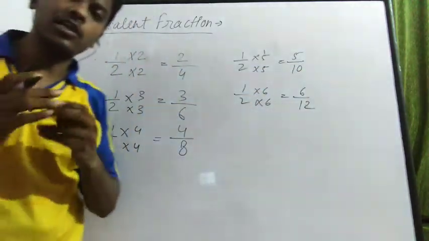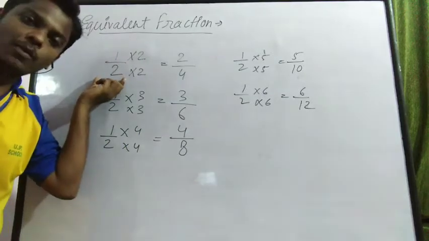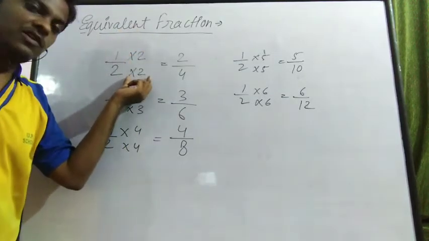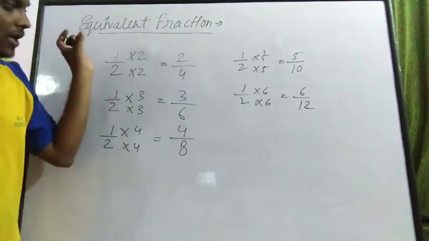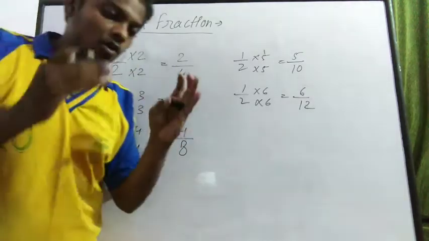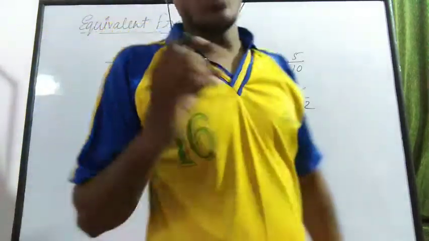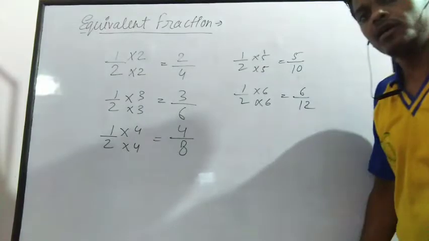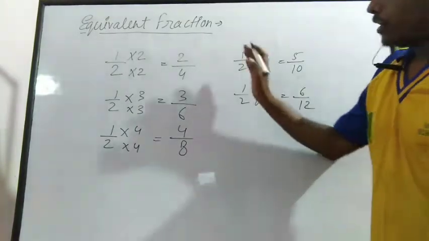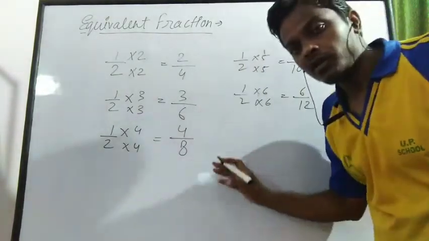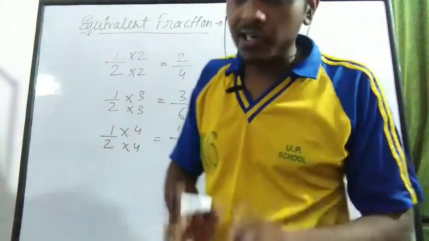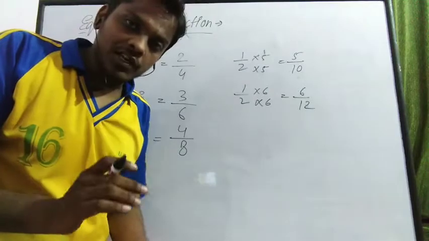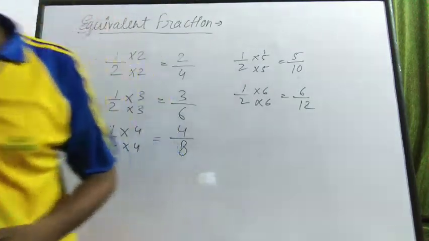They all are the equivalent fraction for the 1 upon 2. Why? Because we have multiplied the same digits with the 1 upon 2. In this manner, we can find out the equivalent fraction of any fraction by multiplying the same digit to the numerator and the denominator. Okay, so this is the method to find out the equivalent fraction. Now, how can we identify that a given set of fractions is equivalent fractions or not? Okay, see.